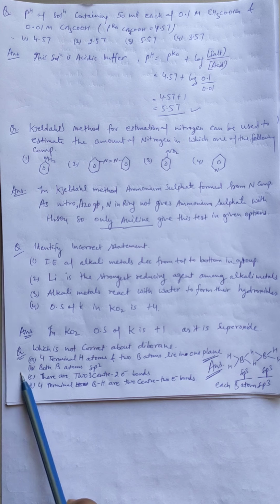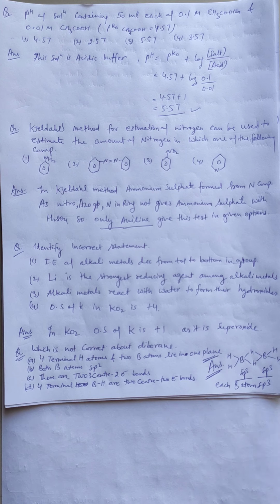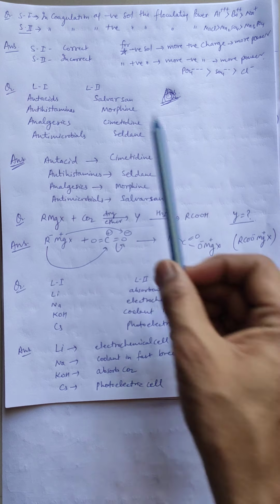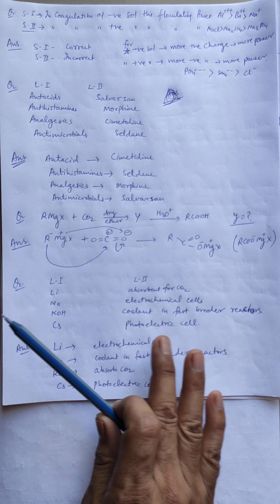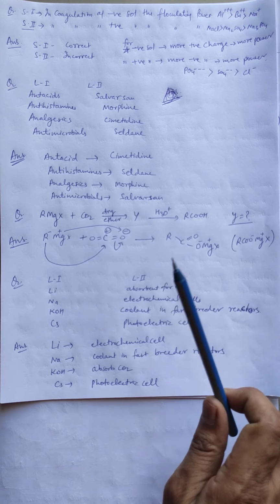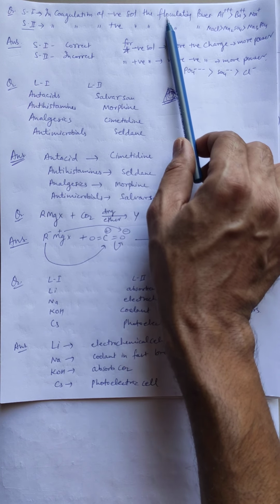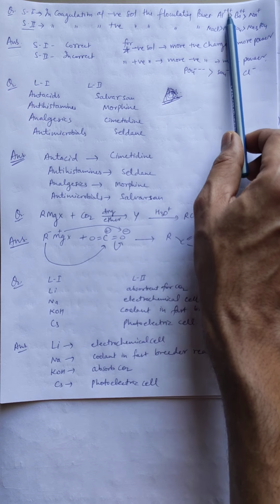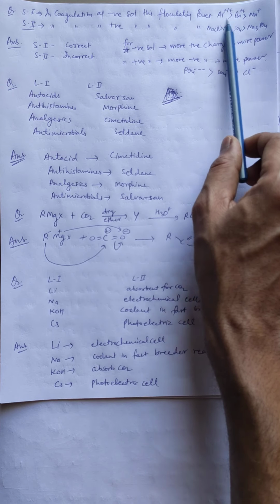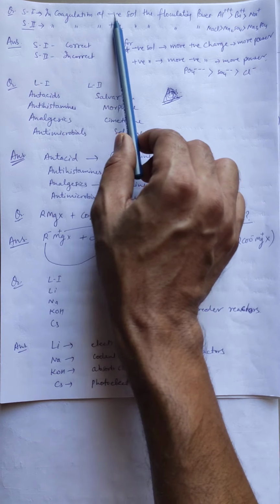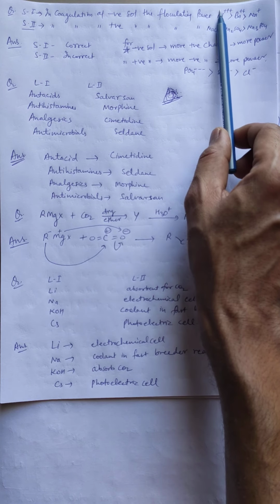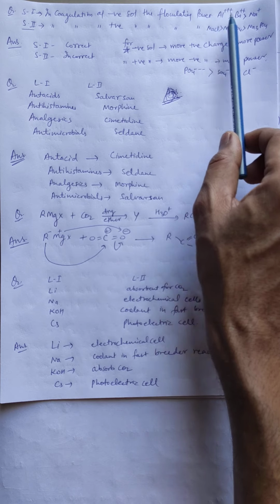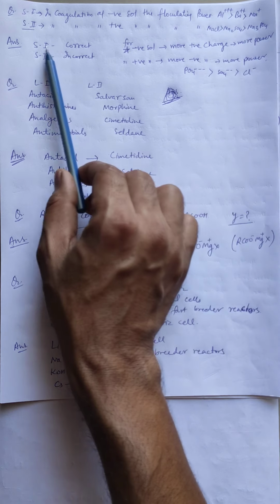So B is the answer. Each boron atom is sp3 hybridized. Now the next question is, statement 1. In coagulation of negative sol, the flocculating power is given this. So this is the correct statement because it is given for negative sol. Negative sol, positive ions, more positive charge, more will be the flocculating power. So statement 1 is correct.